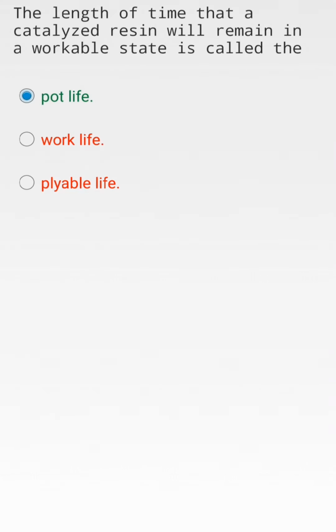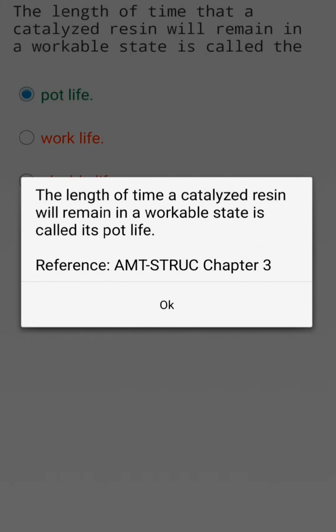The length of time that a catalyzed resin will remain in a workable state is called the pot life. The length of time a catalyzed resin will remain in a workable state is called its pot life.